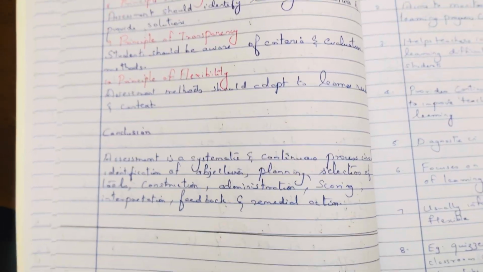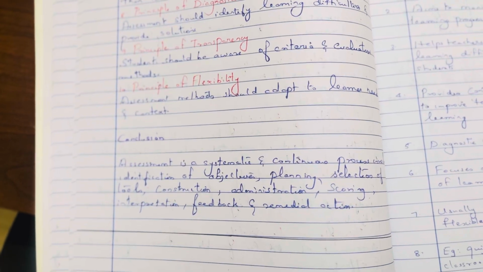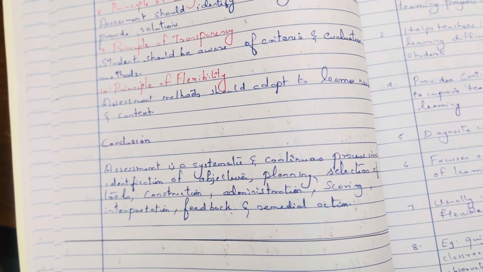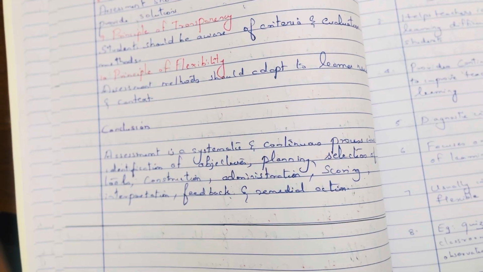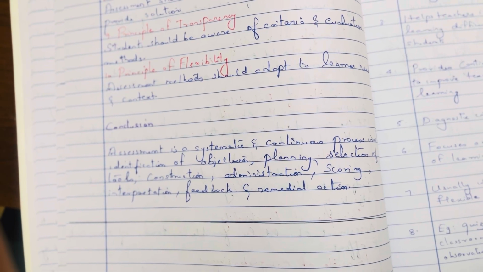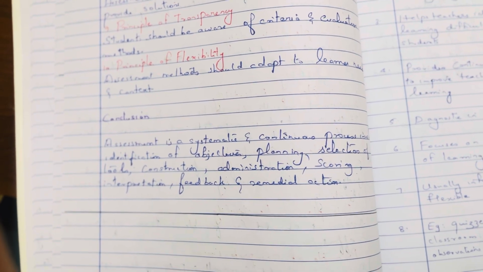Conclusion. Assessment is a systematic and continuous process involving identification of objectives, planning, selection of tools, construction, administration, scoring, interpretation, feedback, and remedial action.